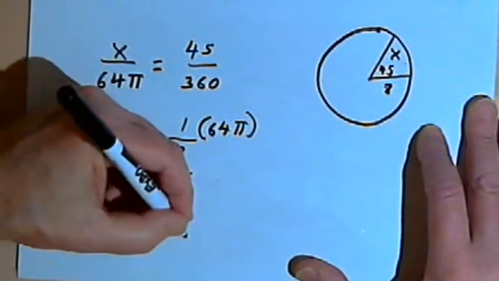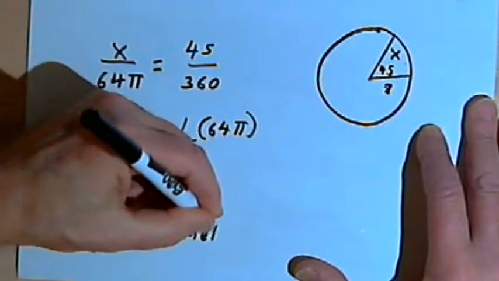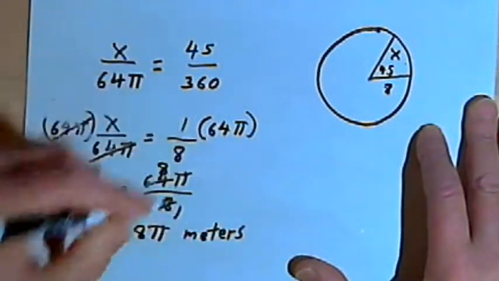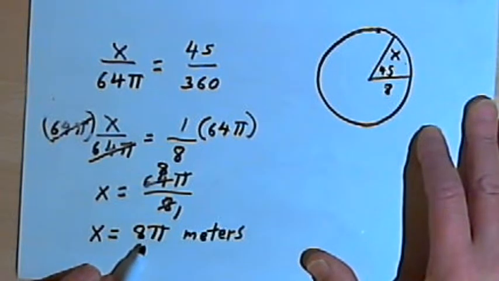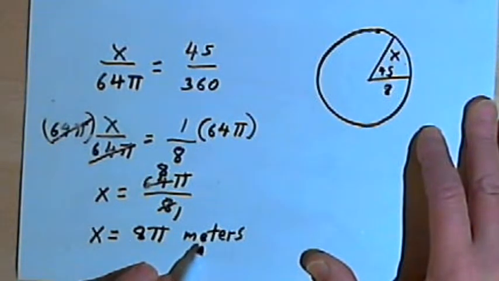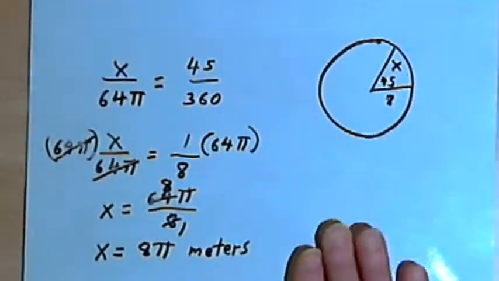We were dealing with meters. And if you want to, you can take that number, 8 times pi, and put that into a calculator and get a decimal approximation for what that area is. Okay, let's look at another one, this time with radians.